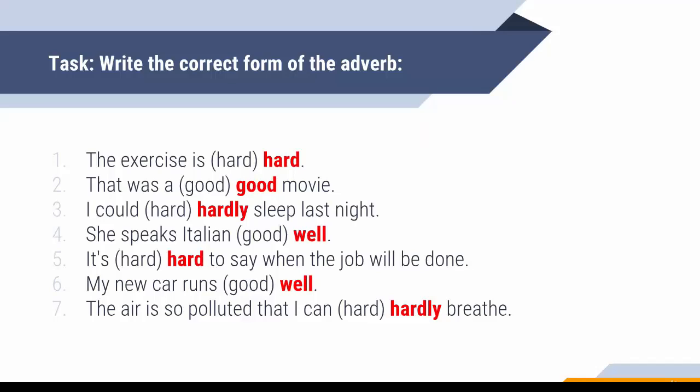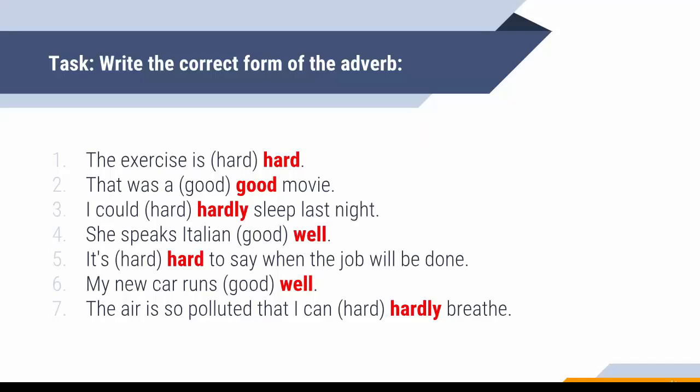She speaks Italian well. Irregular form of the adverb. Good, adjective. Well, adverb. She speaks Italian well. It's hard to say when the job will be done. It's hard to say. It's difficult to say. Hard, not hardly here. My new car runs well. How does it run? Well.